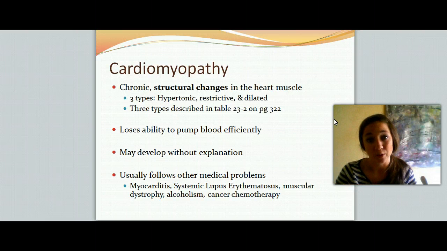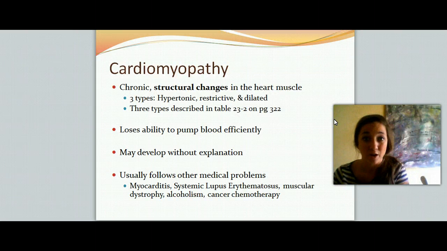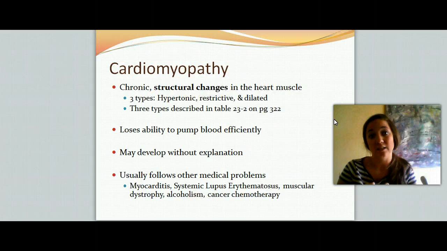It might develop without explanation. We really don't know sometimes what causes it, but it usually is going to follow some other medical problem, usually some other kind of heart disorder like myocarditis, or following some other kind of autoimmune disorder like lupus. Okay, and from here on out you might see SLE, and that just stands for systemic lupus erythematosus. So whenever you see SLE, we're talking about lupus. Or it can follow muscular dystrophy or alcoholism or cancer chemotherapy. All of those things are very, very hard on your heart and can cause the structural changes to your heart muscle itself just over time.